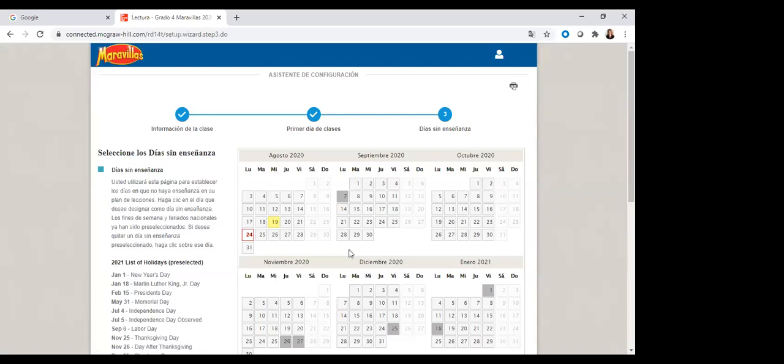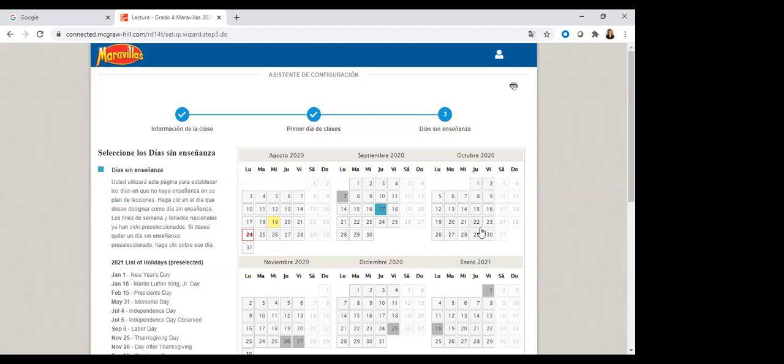The next thing that it's going to ask you to do is to let us know what are the non-teaching days that are not pre-selected holidays, like New Year's Day, Martin Luther King, President's Day, all of those we know. Those are those ones that are grayed out. What we do need to know is, hey, over here, we have a teacher work day. In October, we're going to have another teacher work day here.